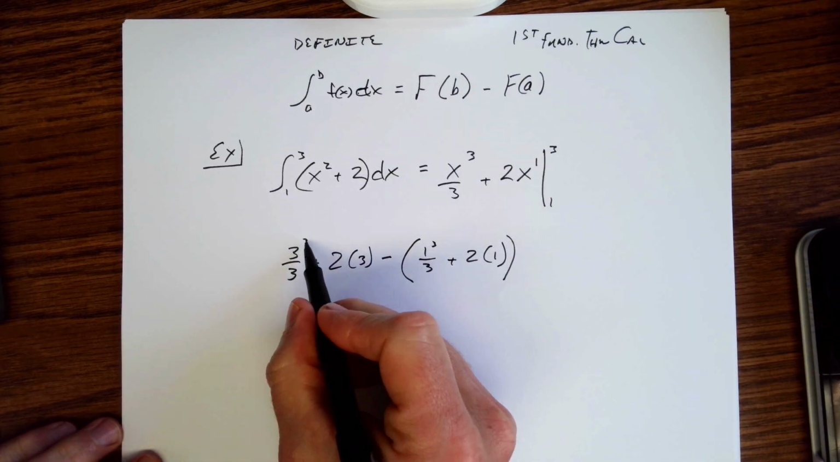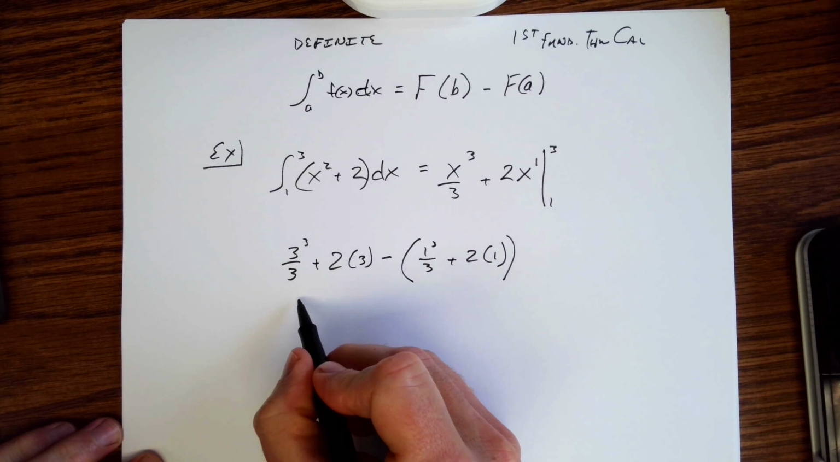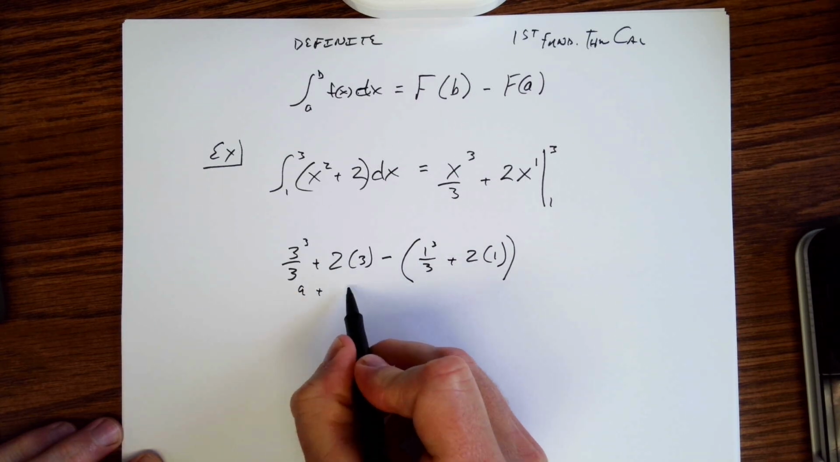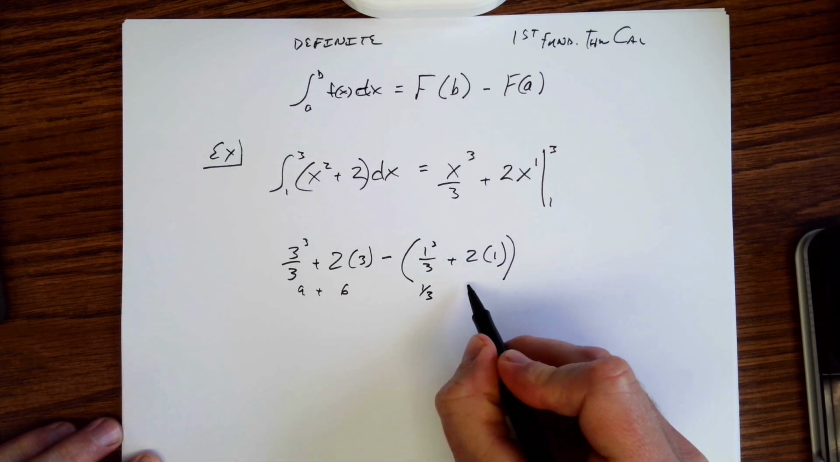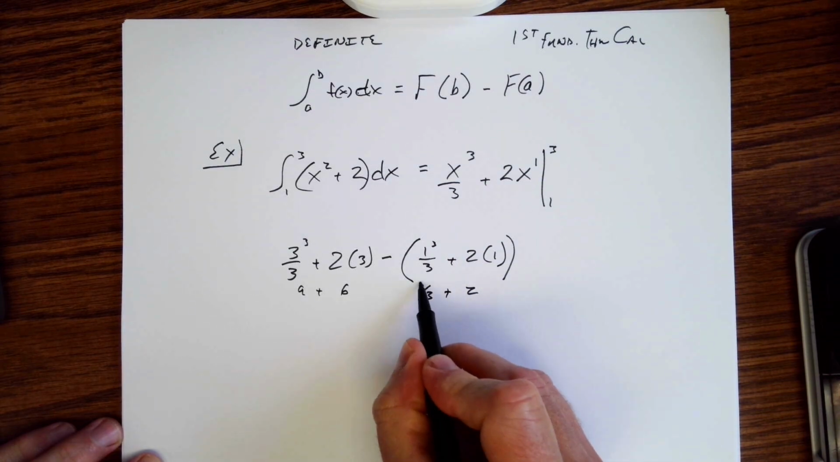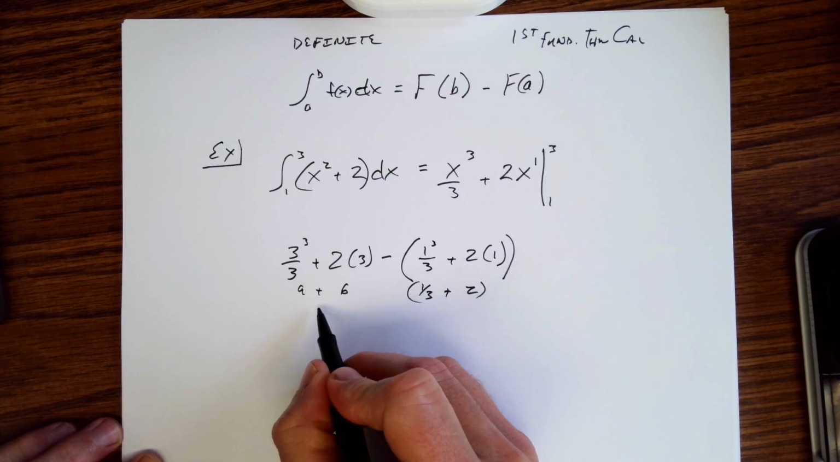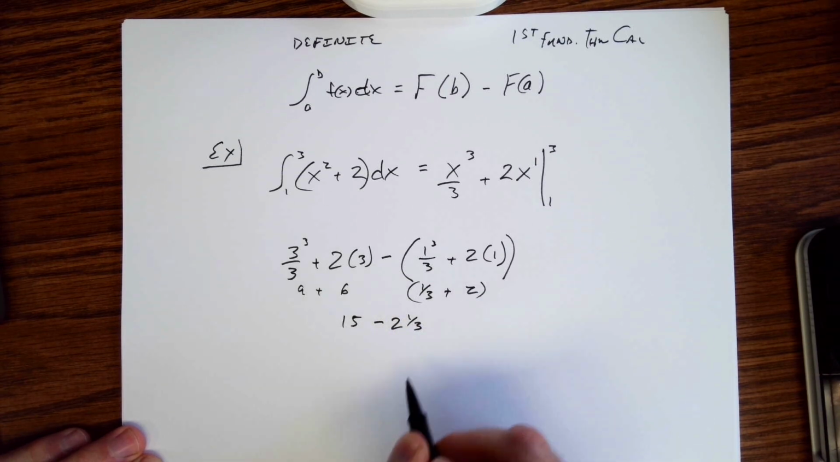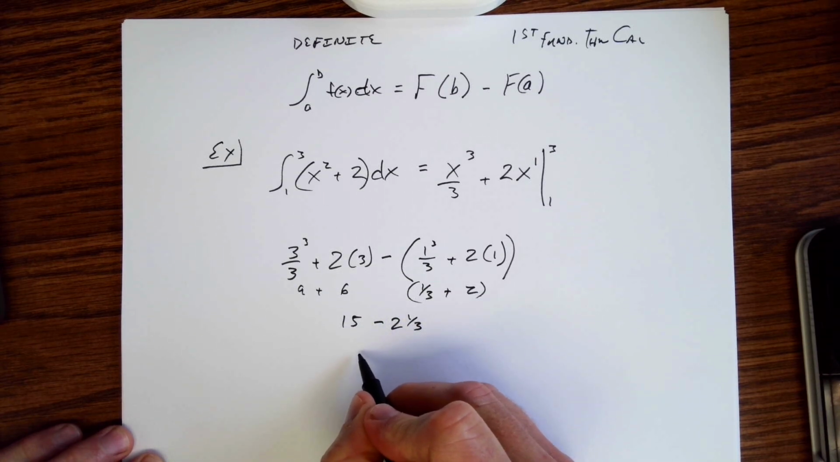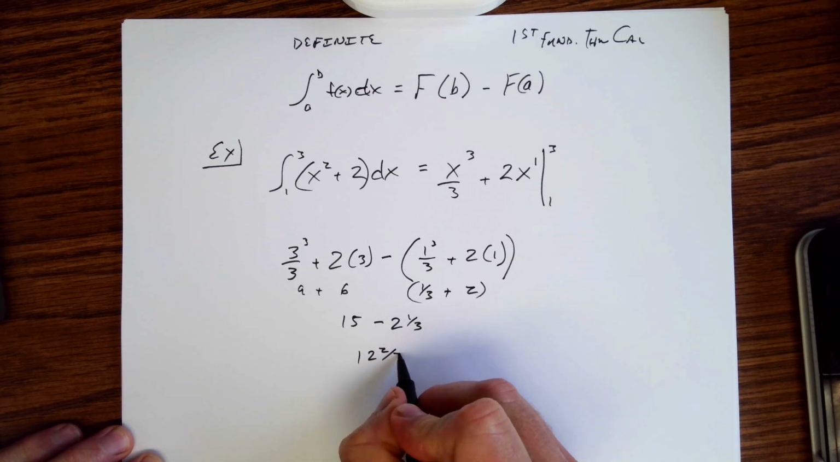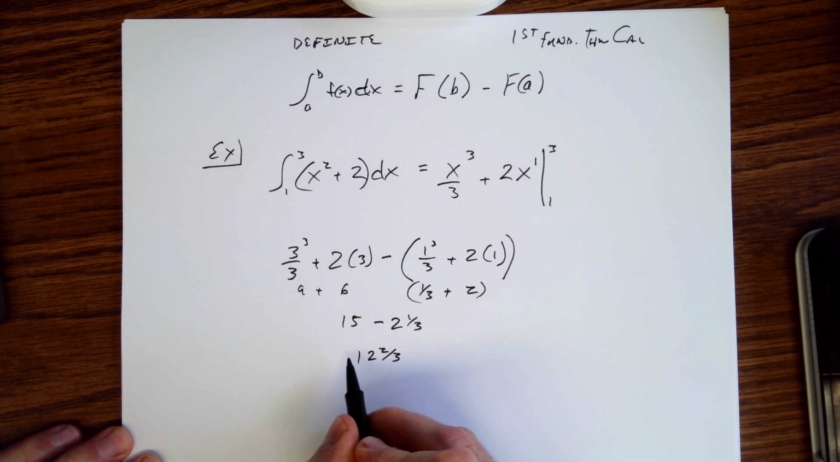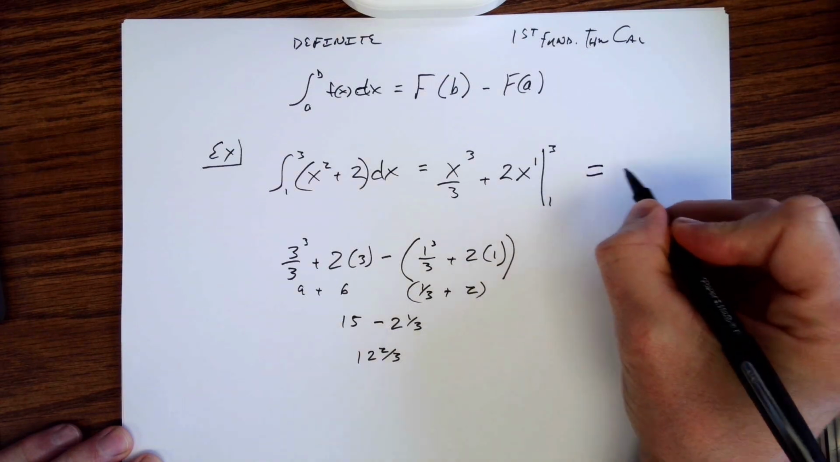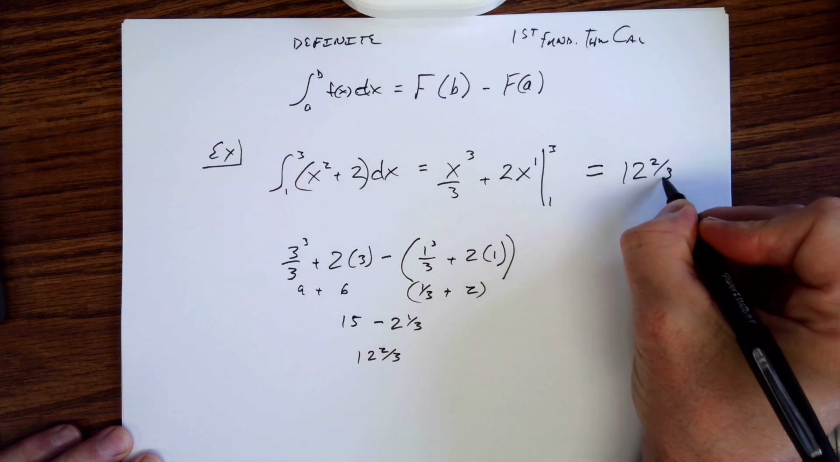So now we have 3 to the third, which is 27, divided by 3, which is 9. So this is 9 plus 6. This is 1/3, and this is 2, right? So this gives us 15 minus 2 1/3, which gives us a grand total of 12 2/3 as our final value. So this is equal to 12 2/3.